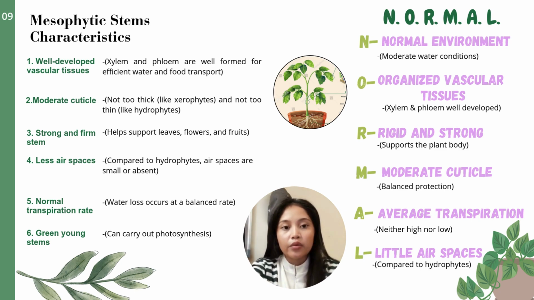First, it has well-developed vascular tissues. Xylem and phloem are well formed for efficient water and food transport. Second, it has moderate cuticle, which is not too thick like xerophytes and not too thin like hydrophytes. Third, it has strong and firm stem to help support leaf, flowers, and fruits. Fourth, it has less air spaces compared to hydrophytes. Air spaces are small or absent.